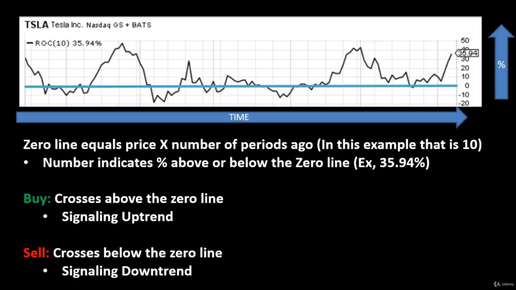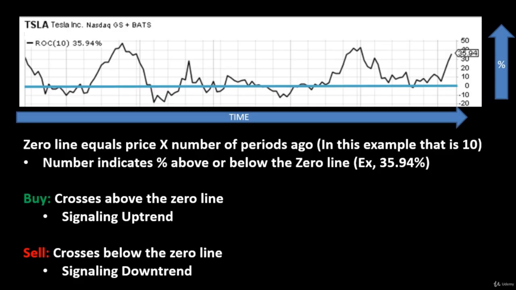You'd sell if it crosses below the zero line. That's basically signaling a downtrend. The percentages, up or down, also show you the strength of that momentum. Something that just barely crosses over the zero line shows an indication that you might want to buy if it's going above it, for example.